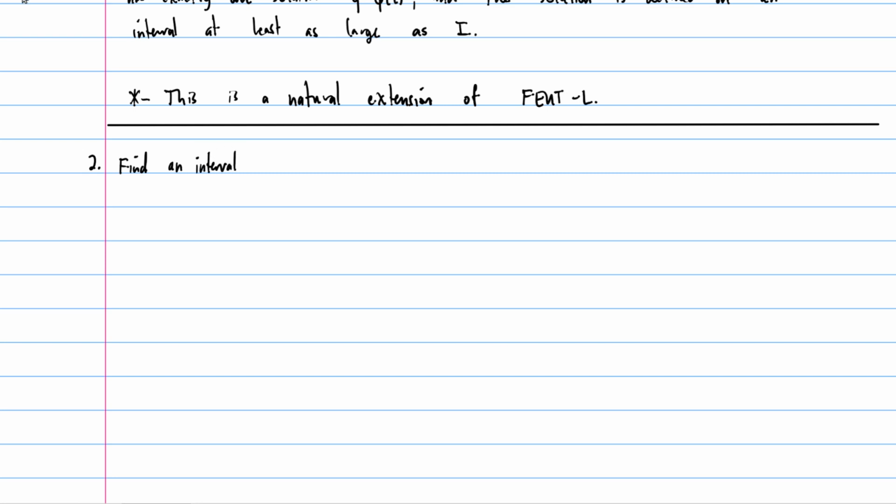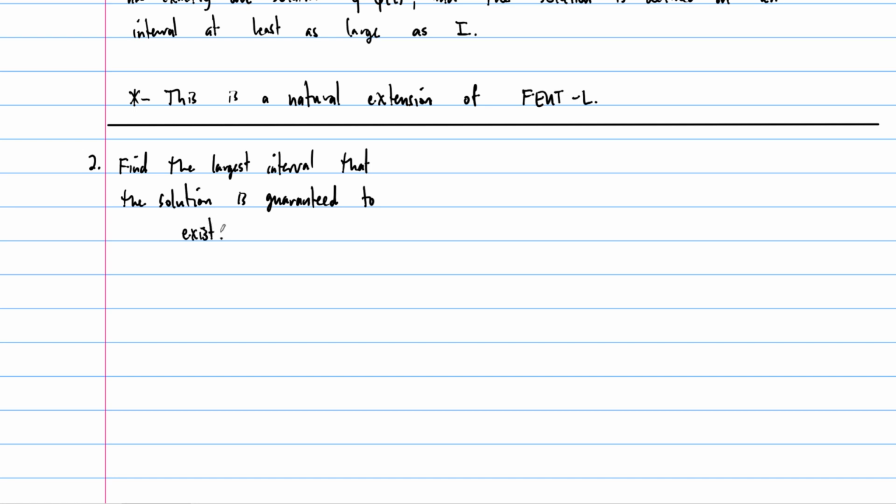So when I say find an interval, let's say it this way: find the largest interval that the solution is guaranteed to exist. And by guaranteed I mean guaranteed by the fundamental existence and uniqueness theorem.